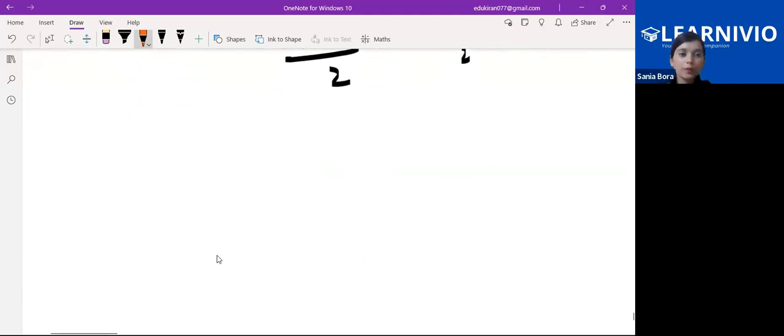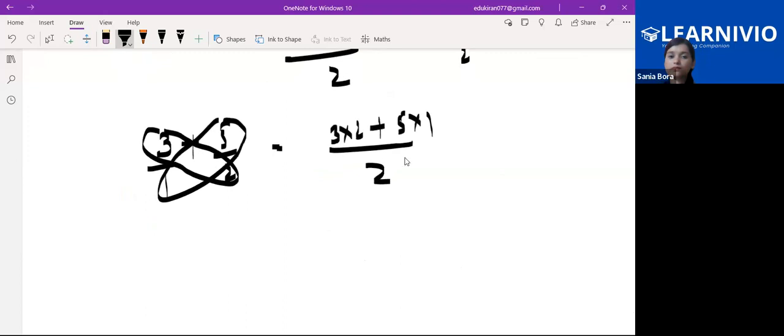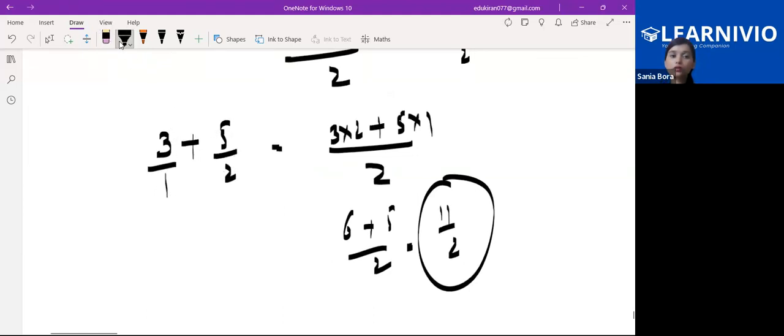In case people are not aware of this, let's do one thing. 3 plus 5 by 2. Let's do cross multiplication. Put 1 here, 2 here. Multiply these two: 3 into 2 is 6, and 3 into 2 plus 5 into 1, so 6 plus 5, 11 by 2. Okay. Is this easy, Halima? Cross multiplication? Yes, ma'am. This way is also correct.